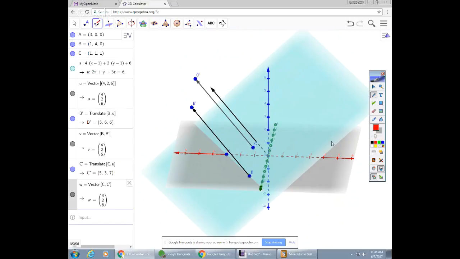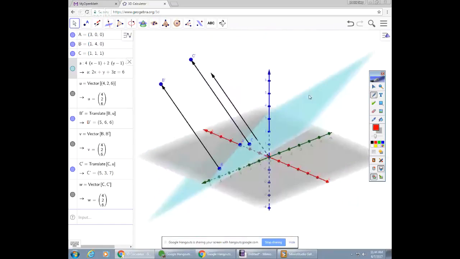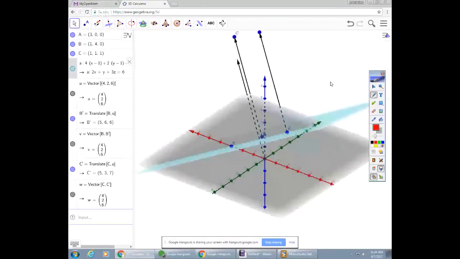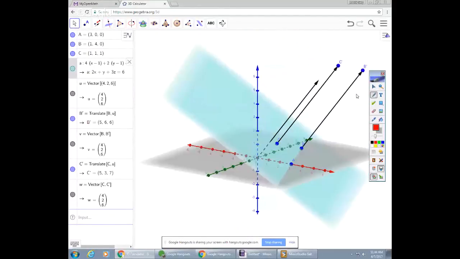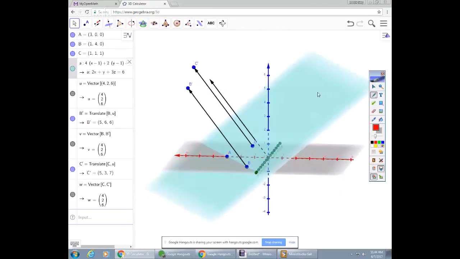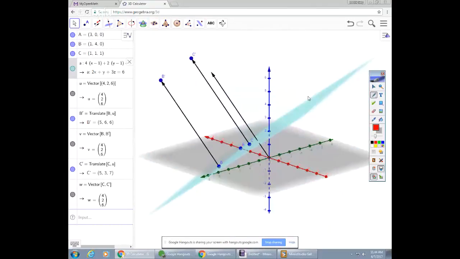Okay, so there it is coming out of C. Oops, turn that tool off. You've got to remember to switch tools in GeoGebra. Yeah, so we have a whole bunch of vectors parallel to each other, perpendicular to my plane here. Fun, huh? Woohoo. All right.